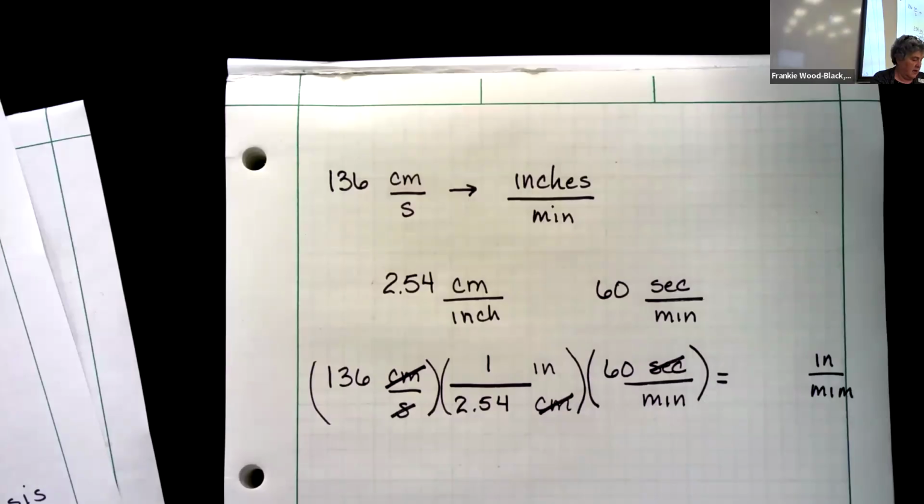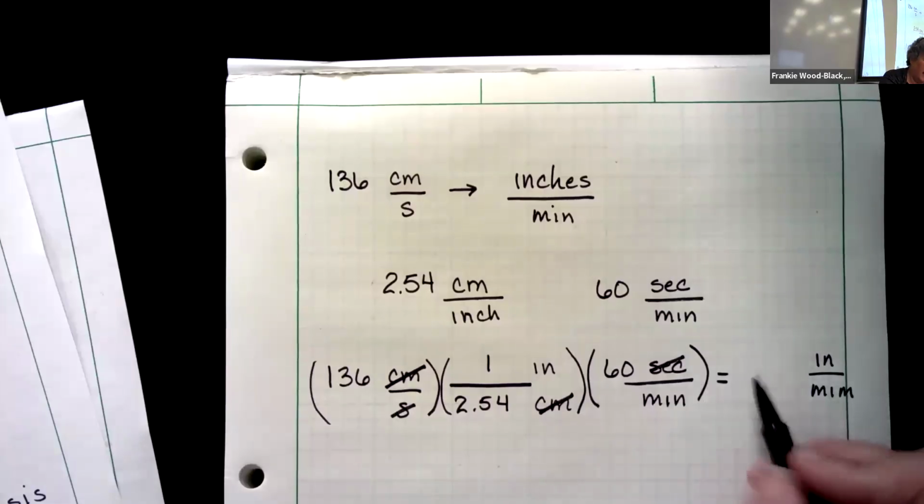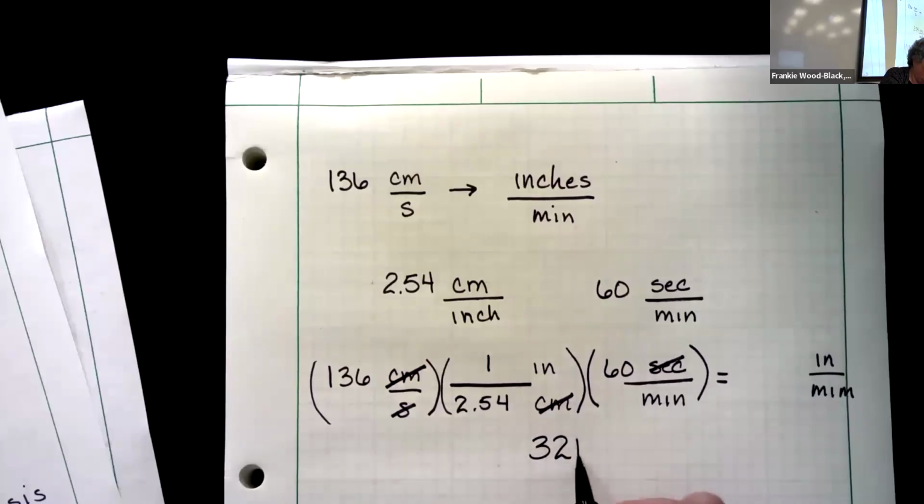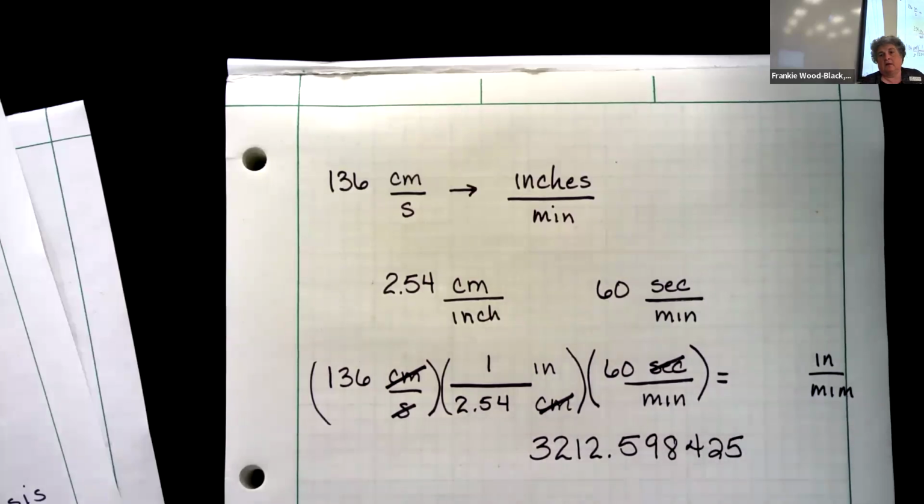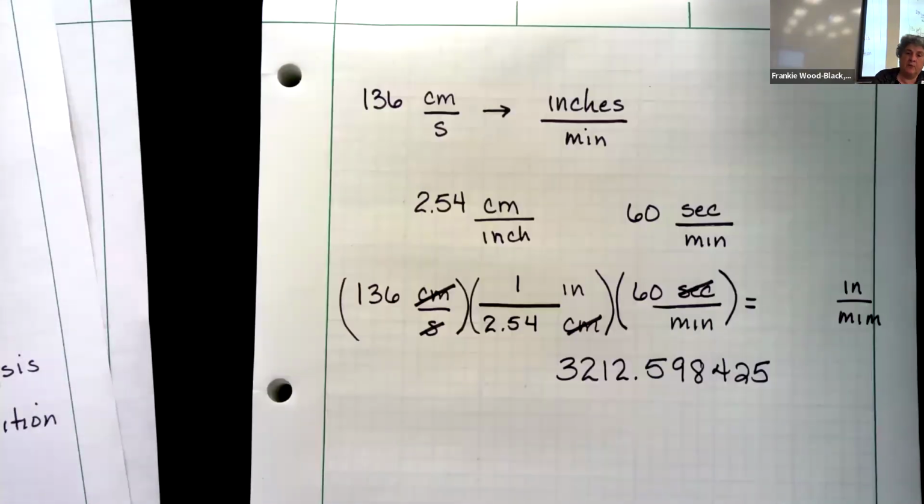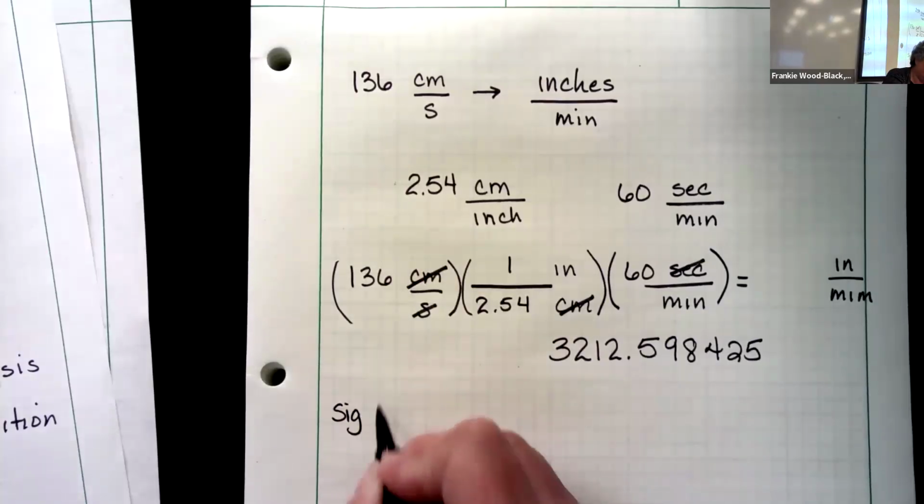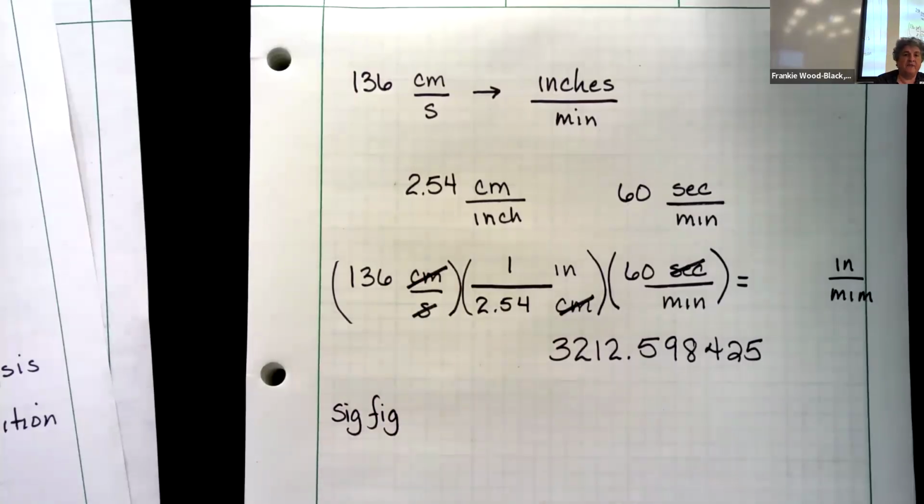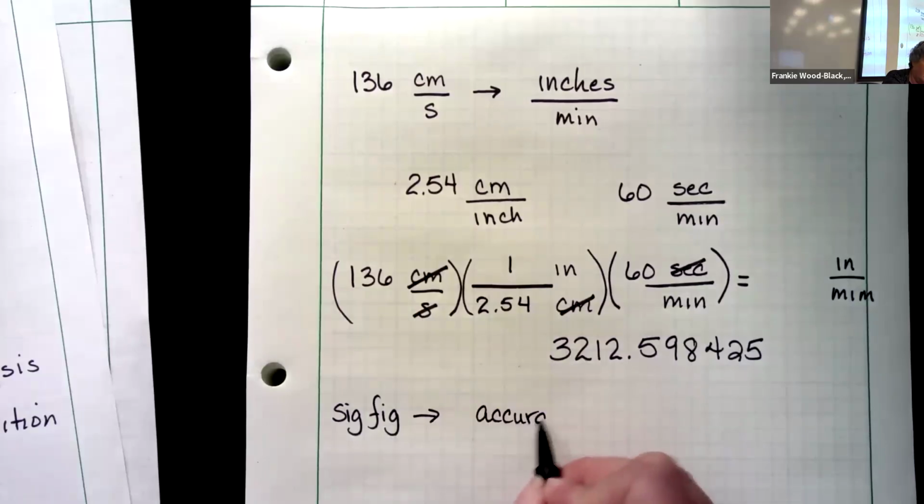So 136 times 60 divided by 2.54 gives me, now my calculator, I'm going to write it all out here, 321.2598425. Okay, that's what the calculator gives me. But remember, we have to deal with significant figures. In my chemistry class, I am very, very persnickety about significant figures. In physics, I am not as persnickety about it, but we still don't need to be writing out this entire number. Now remember, significant figures relate to accuracy and precision.